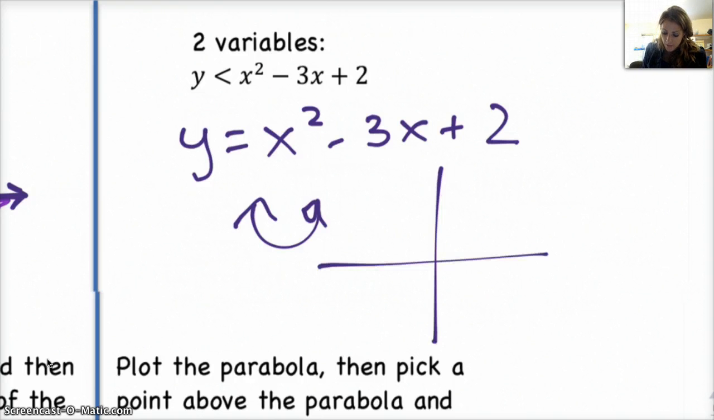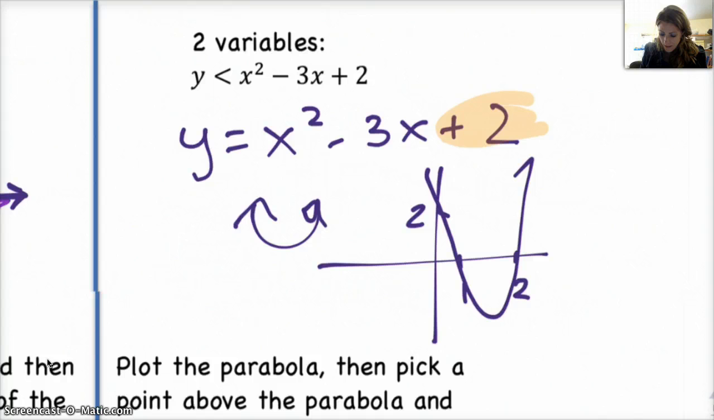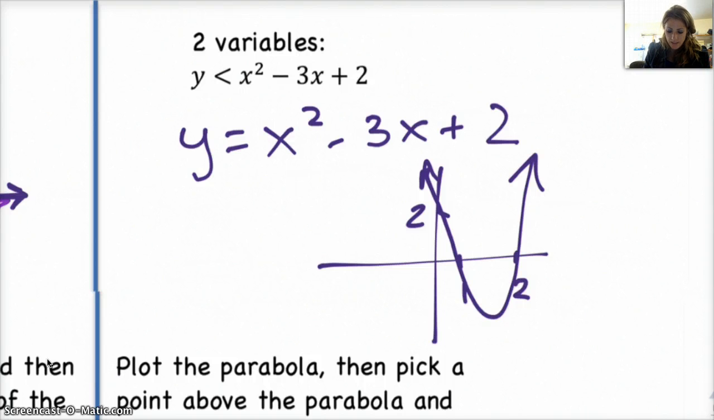So my graph looks something like this. Here's 1 and 2, and I know it's concave up, and it has to go through positive 2 because of my y-intercept here. Okay, so my graph looks something like that. But in this case, we have an inequality, right? And basically, this inequality says that y has to be less than the parabola, right?